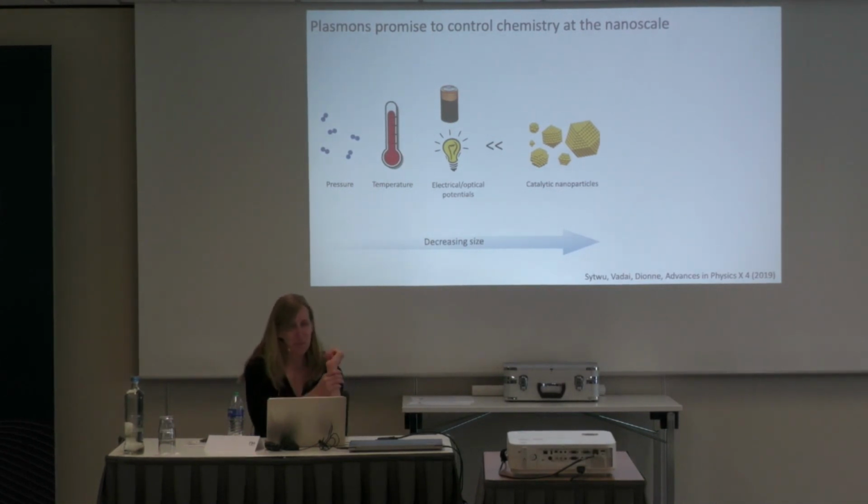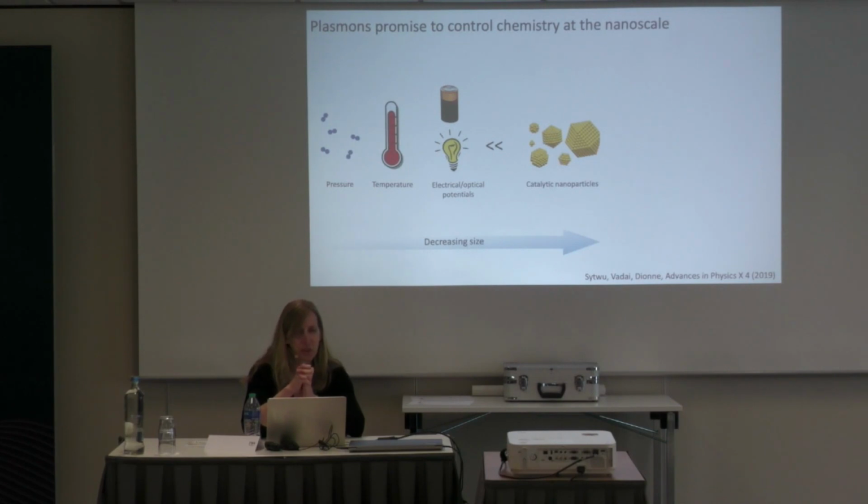Okay, so we'll dive into using light to control catalysis. Generally the knobs you can use to tune your catalytic transformations include pressure, right? You can change the pressure of the gas or the chemical potential of the gas. You can also turn up the temperature, which is what we use generally in thermal catalysis.